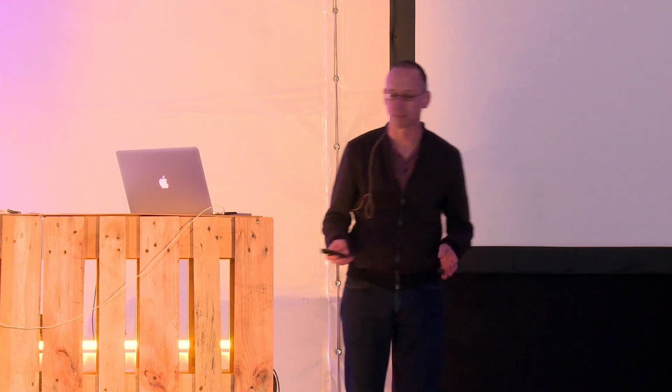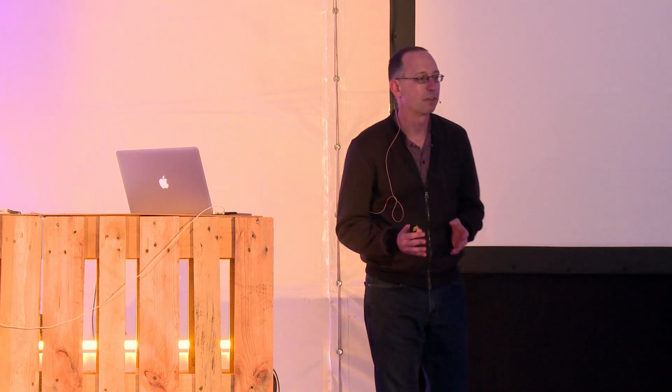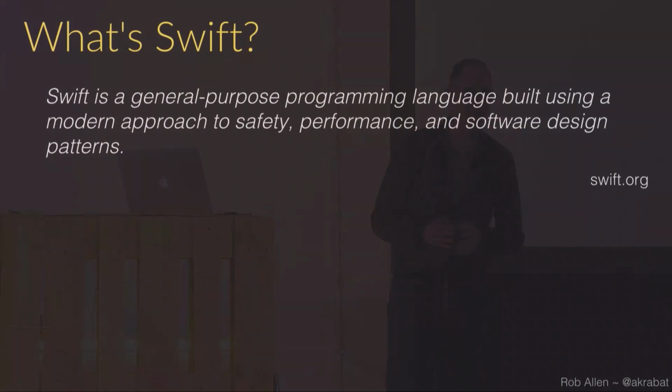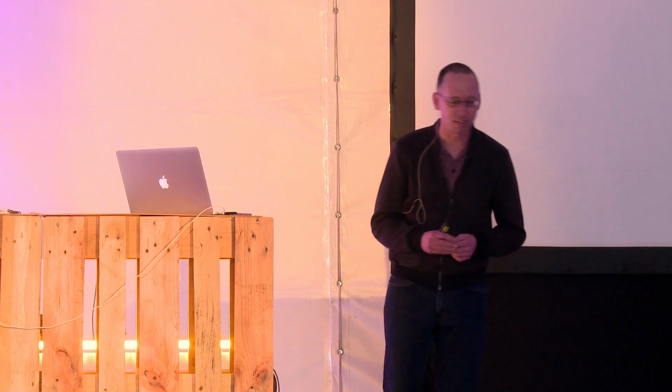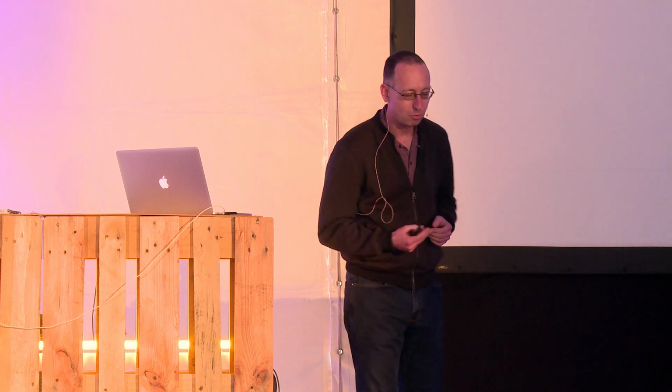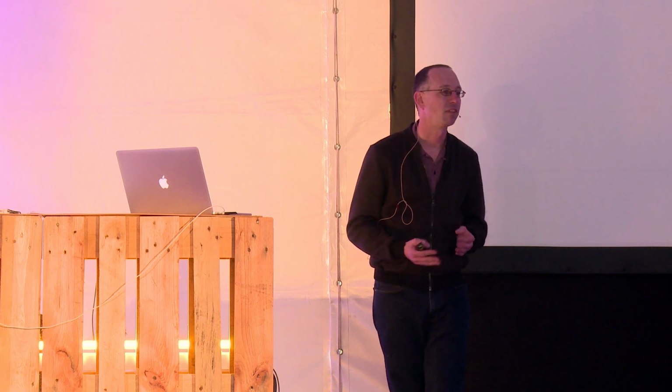Okay, so let's start with Swift. What's Swift? From Swift.org, Swift is a general-purpose programming language built using a modern approach to safety, performance, and software design patterns. That's a really generic phrase, isn't it? It works really well on a website. It doesn't tell you anything. What do we mean by that? The important things there are that it is modern and it is type-safe. So it's a modern native language.